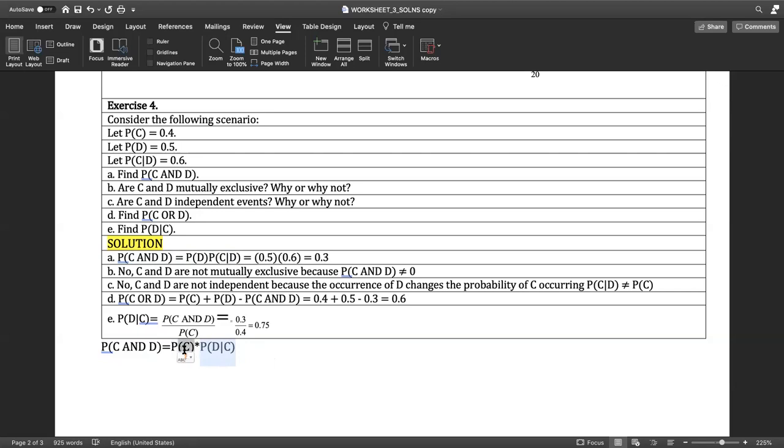All we have to do is divide by the probability of C. And we know that the probability of C is not 0, so we can do our division here. So the probability of D given C is the probability of C and D divided out by the probability of C. The probability of C and D from part A is 0.3, and the probability of C is given to us to be 0.4. So we get 0.3 over 0.4, and that's 0.75, or 3/4. Any questions about number 4?